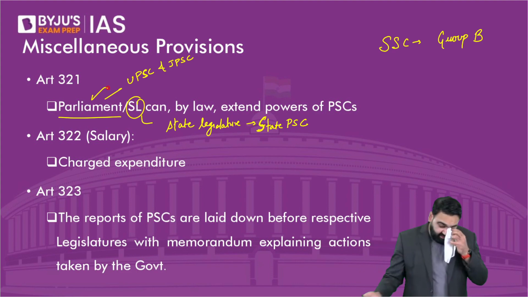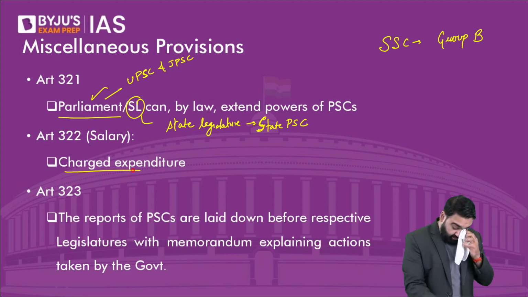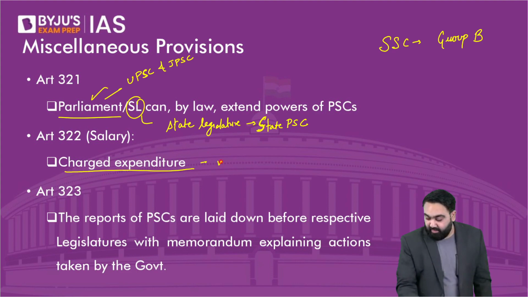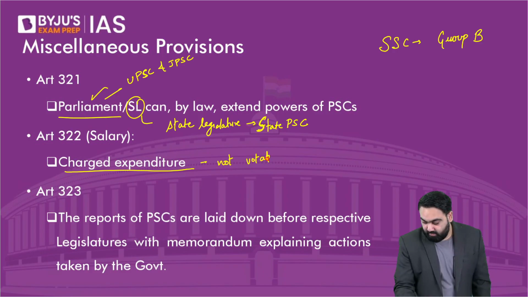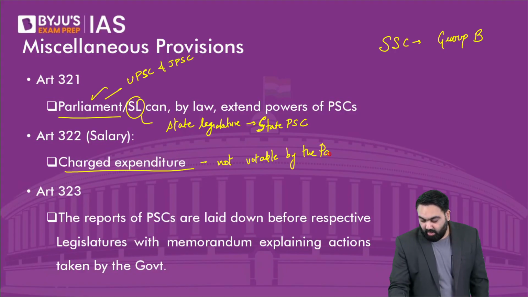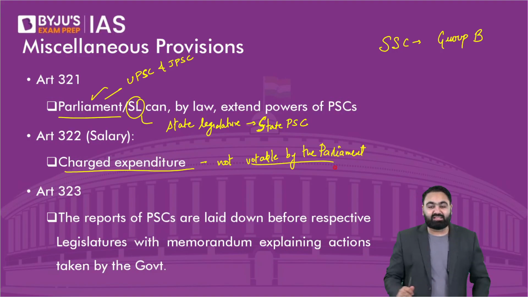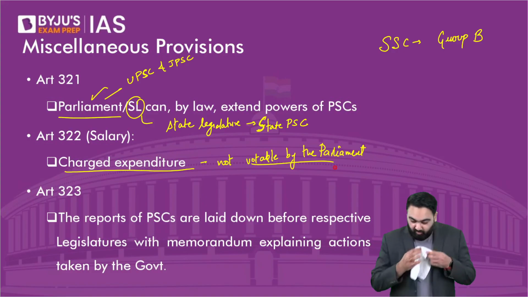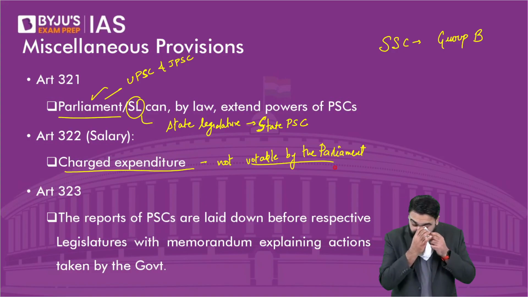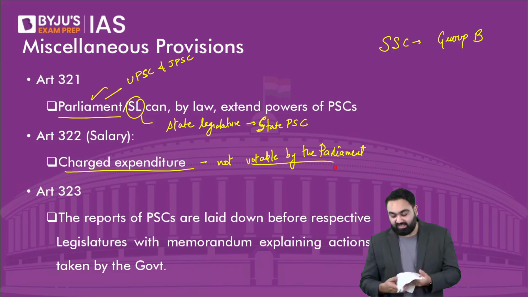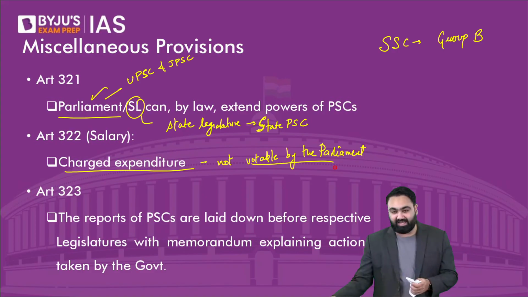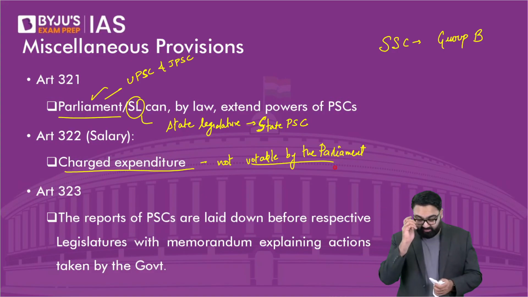Their salary is a charge expenditure. You know what is a charge expenditure? Not votable by the Parliament. So that their independence can be ensured, so that the Parliament does not have to time and time again vote for their salary. Their salary automatically comes in at the set time period. That is called a charge expenditure.